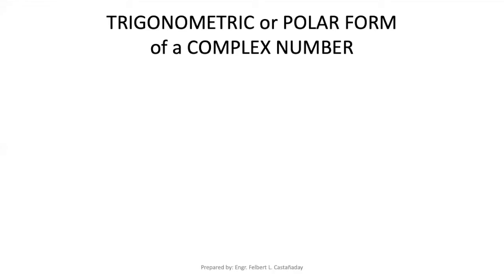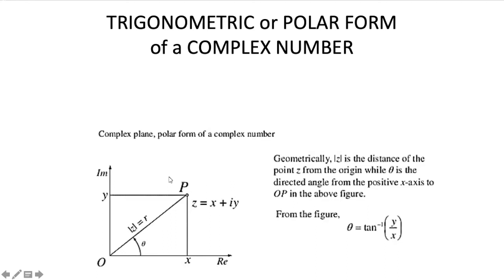This video will show you how to convert a complex number from rectangular to polar or trigonometric form. Okay, let's recall the complex plane in which a complex number is being represented. Remember that the horizontal or x-axis is the real axis, the vertical or y-axis is the imaginary axis. So the complex number in rectangular form is given by z equals x plus iy.